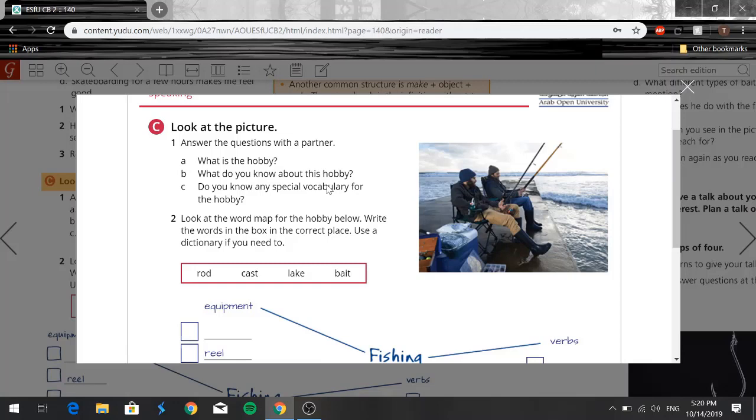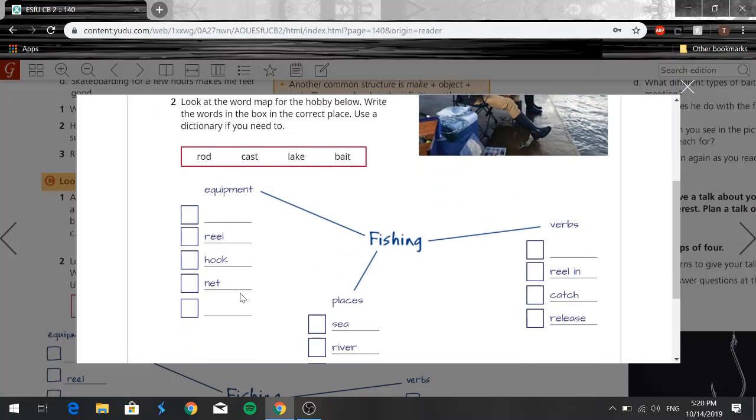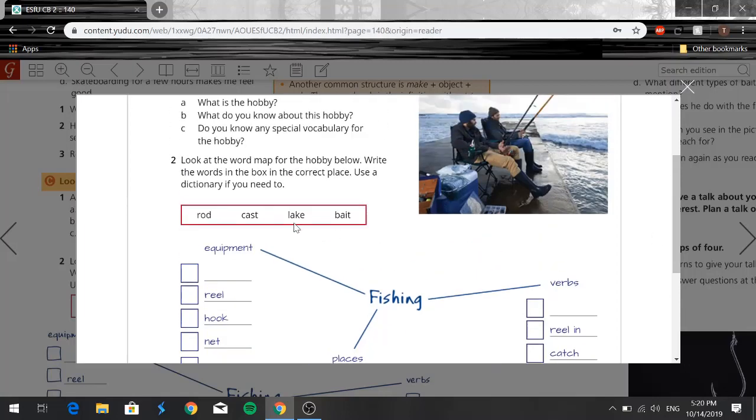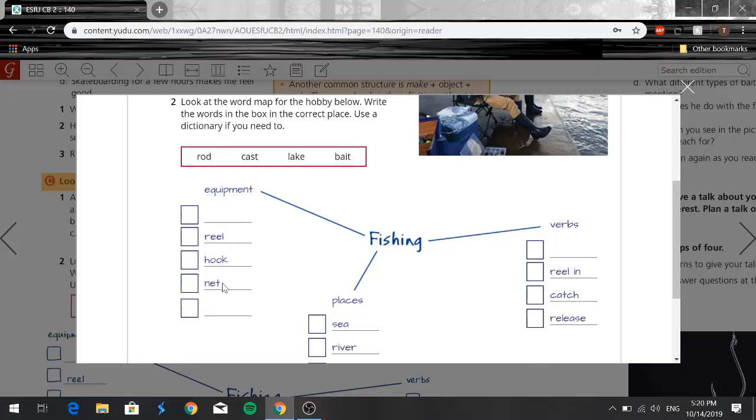Well, personally, I don't know much. Someone else probably will from you guys, but all I know is that you basically sit down, you just try your best to basically find fish. I think so. I really don't know about this. Do you know any special vocabulary for the hobby? Well, I don't, but here you can clearly see some of the more complex vocabulary, and we'll talk a little bit more about that as we go. So reel, hook, net, I think one more would be rod, and probably bait.